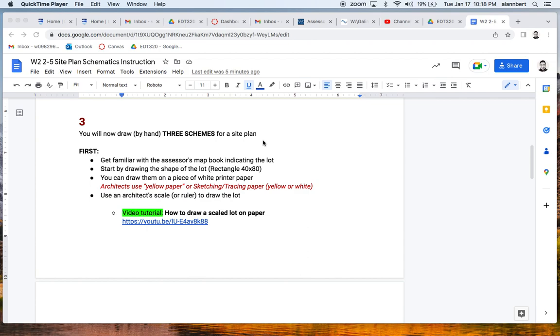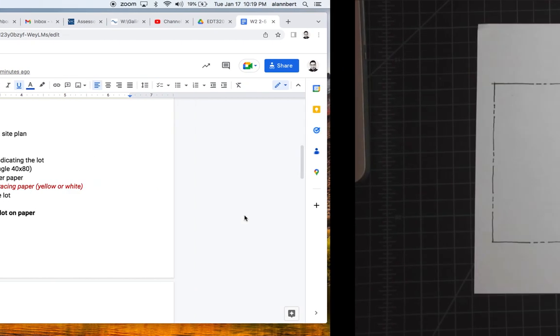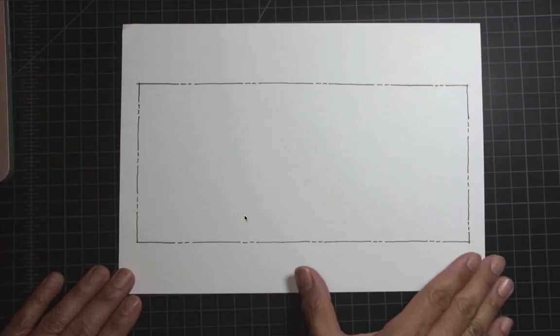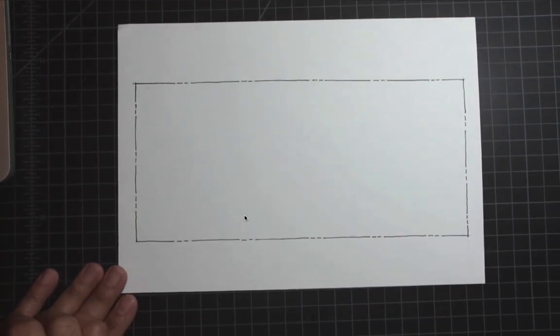Hello, the purpose of this video is to show how to start drawing a schematic floor plan on paper. The last video that we created was how to draw a scaled lot on paper, and so we did a scaled lot on paper.